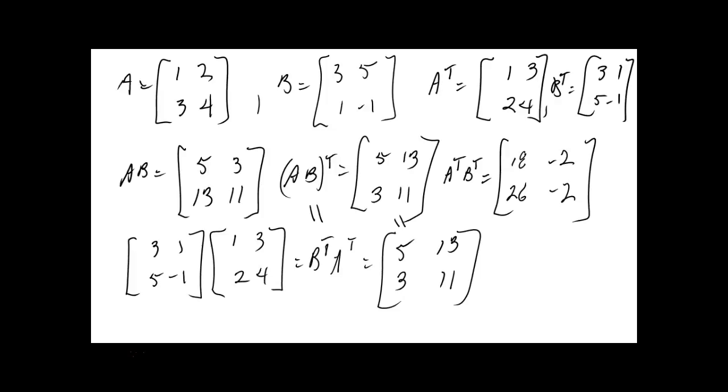In fact, as long as the multiplication makes sense, they wouldn't even have to be square. So if A was a 2 by 2 and B was a 2 by 3, then this would be a 3 by 2. It would work. They just have to be sizes that you can multiply to begin with. And if they are, that'll work. So sure enough, that's the rule.